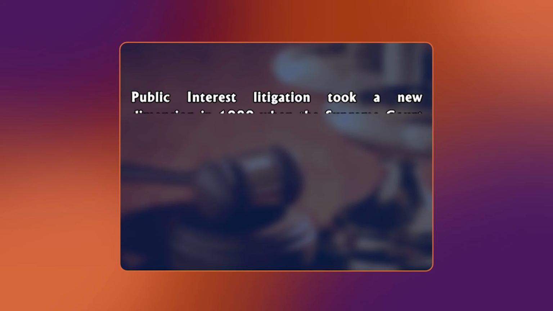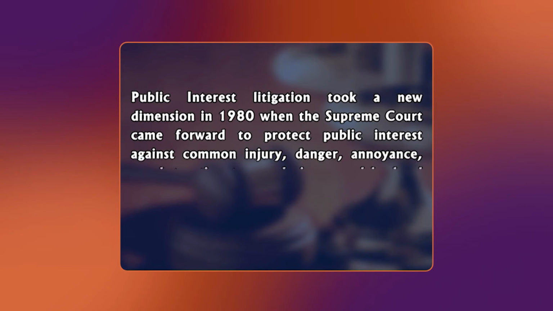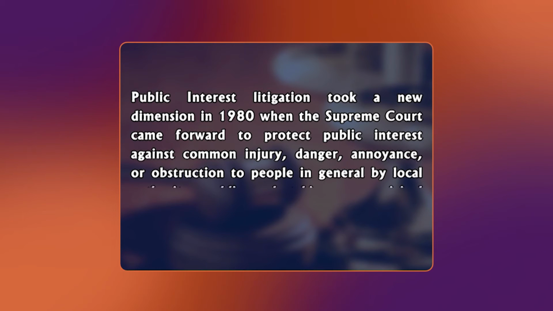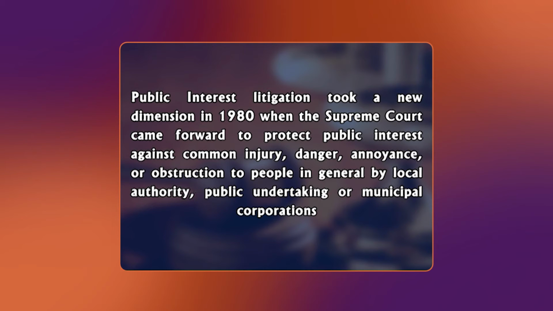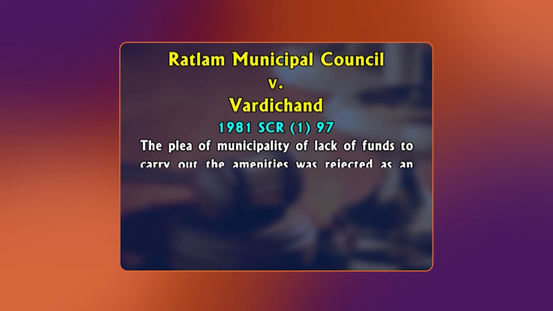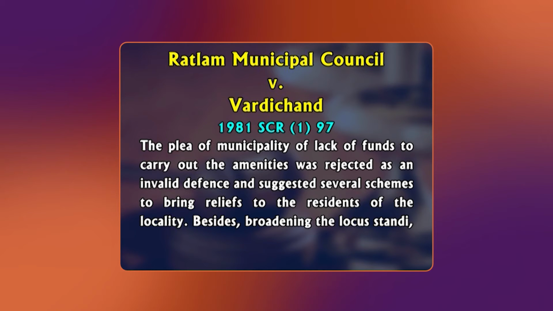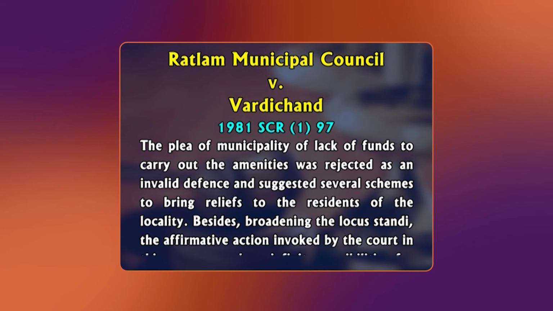Public interest litigation took a new dimension in 1980 when the Supreme Court came forward to protect public interest against common injury, danger, annoyance or obstruction to people in general by local authority, public undertaking or municipal corporations. In Ratlam Municipal Council versus Vardhi Chand, the plea of the municipality of lack of funds to carry out the amenities was rejected as an invalid defense, and several schemes were suggested to bring relief to the residents of the locality.